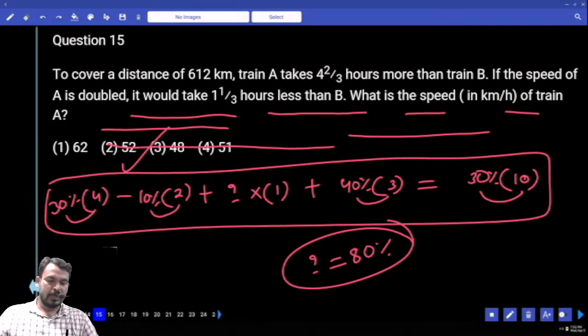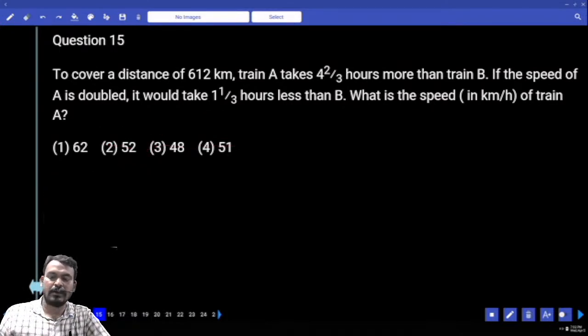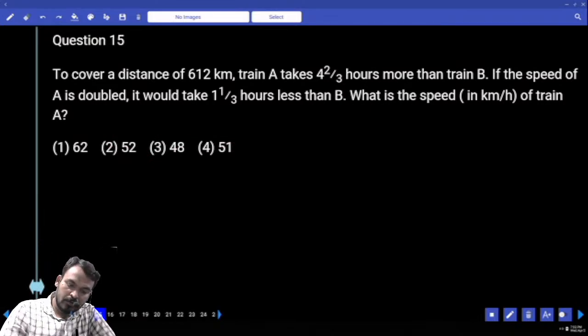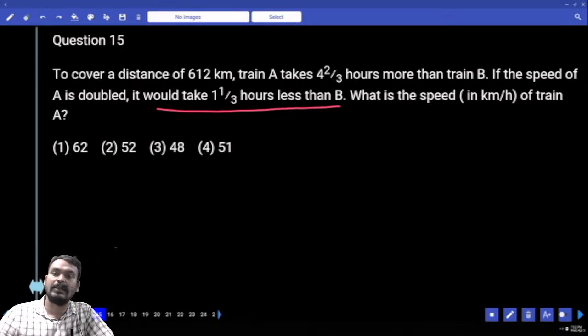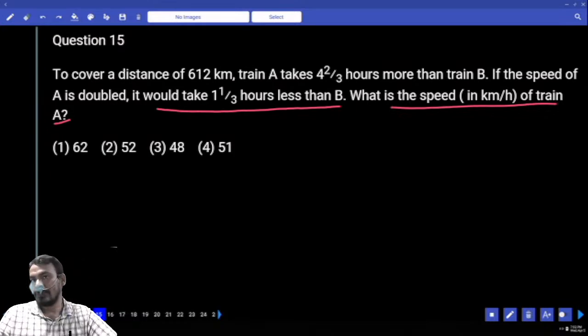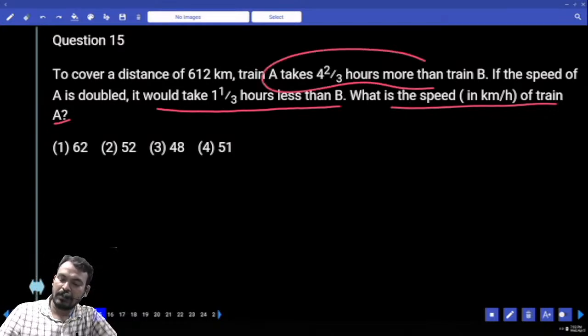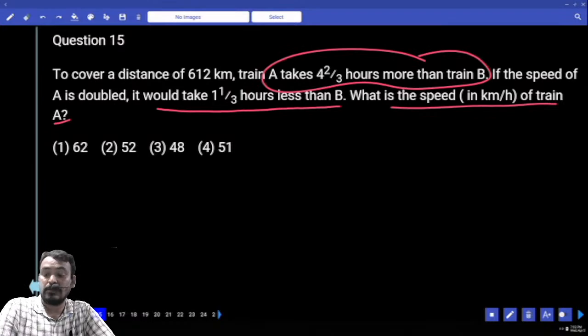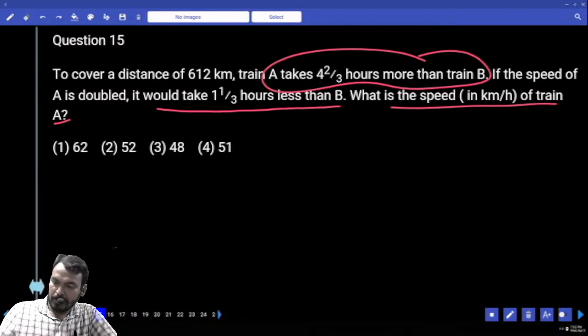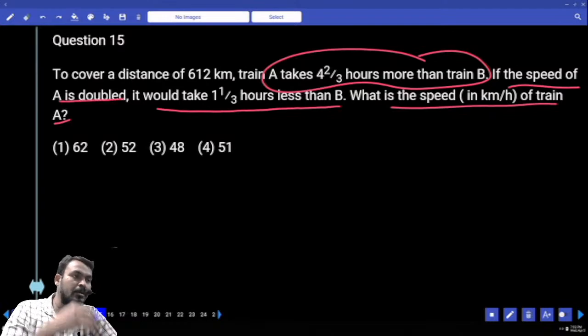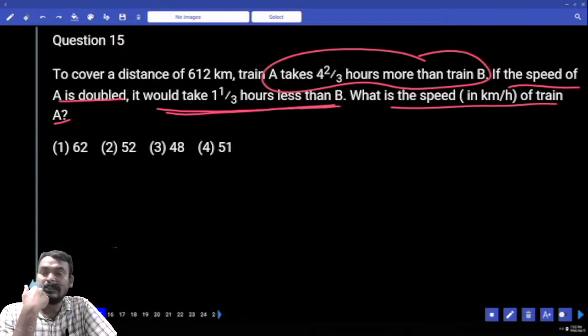Next, question number 15. To cover a distance of 612 kilometers, if train A takes 4 2/3 hours more than train B. If the speed of A is doubled, it would have taken 1/3 hours less than B. What is the speed in kilometers per hour of train A? Okay. First case, A takes how many hours more? 4 2/3 hours more than which one? Train B. But the second time A's speed is doubled, but it would take 1/3 hours less than B.